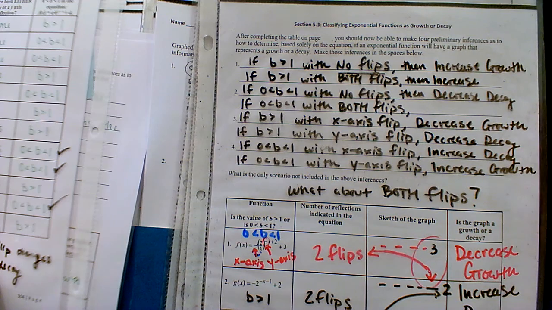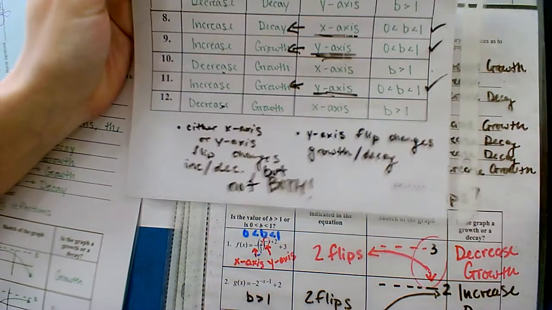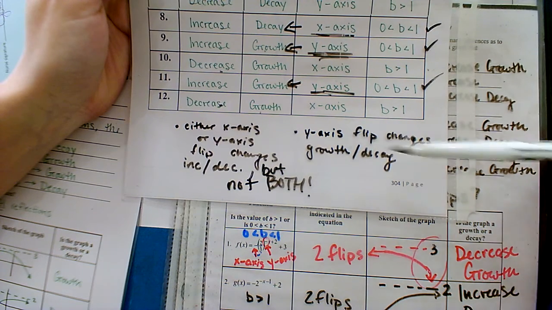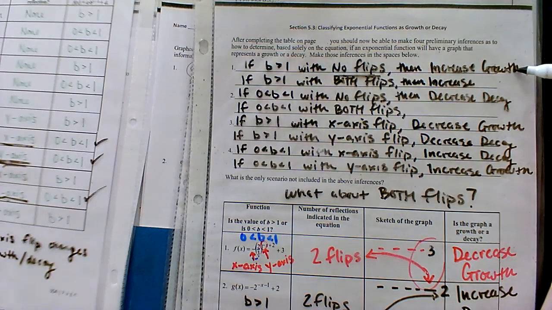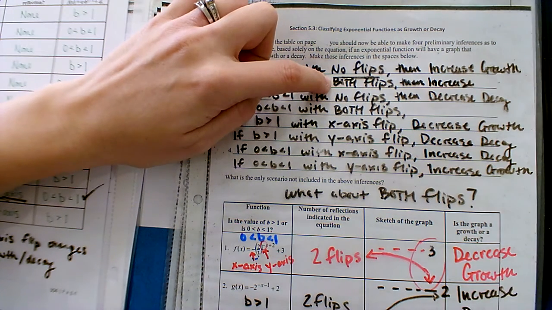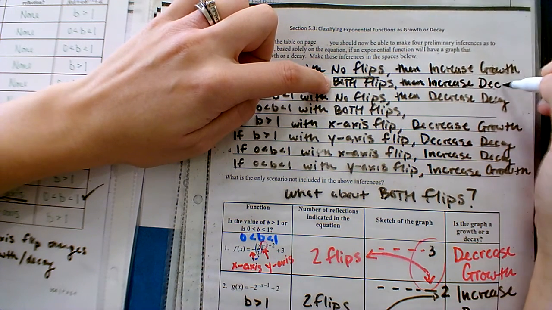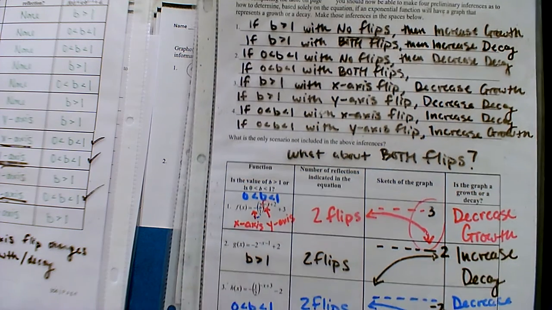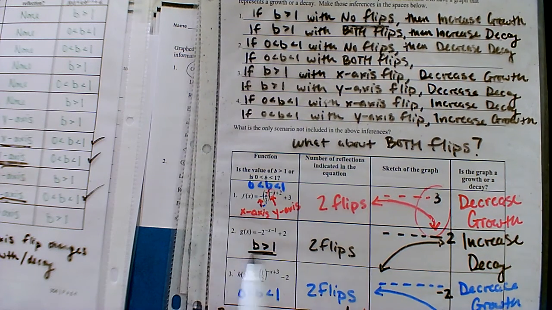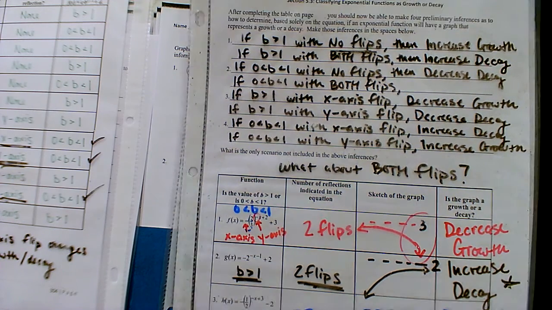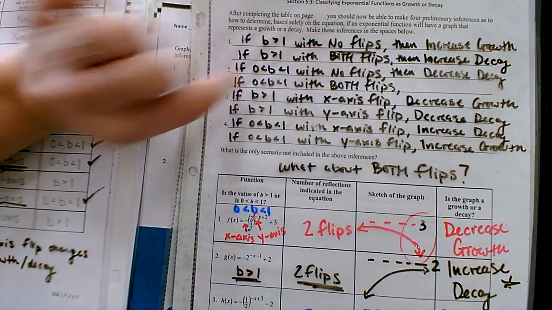Now, if we have both flips, that means we have an x-axis and a y-axis flip. And Maggie mentioned previously, one of the first things was if we have a y-axis flip, it changes the growth and decay. So if we're starting with a basic growth graph and we have both flips, which means there's a y-axis flip in there, this would have to change to decay. Does that fit what we said in the table? If we have a base bigger than 1 with 2 flips, we should have increasing decay. Seems to make sense. Okay, let's try if we have a base between 0 and 1.